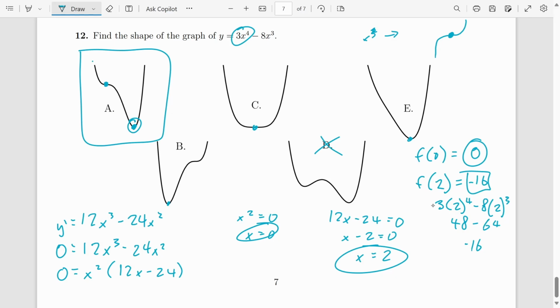And that checks out because in A, it's to the right of it, which makes sense because 2 is bigger than 0. And it's below it, which checks out because negative 16 is less than 0. So both of those check out. I'm leaning to believe that A is our right answer. So I'm going to circle it.